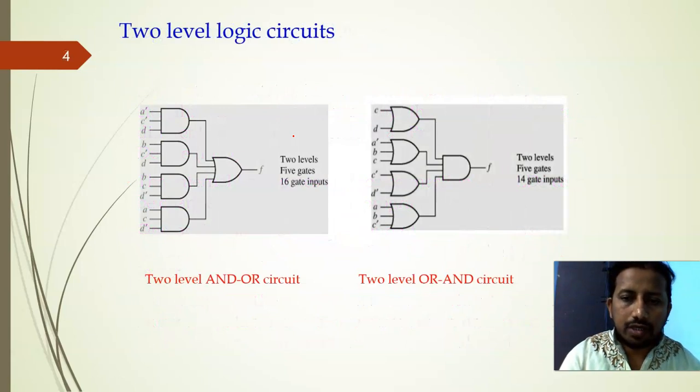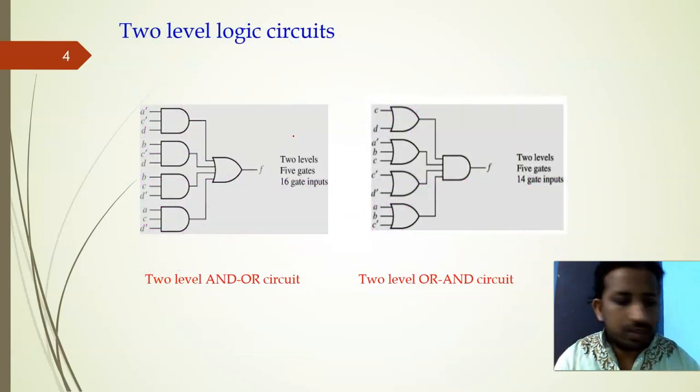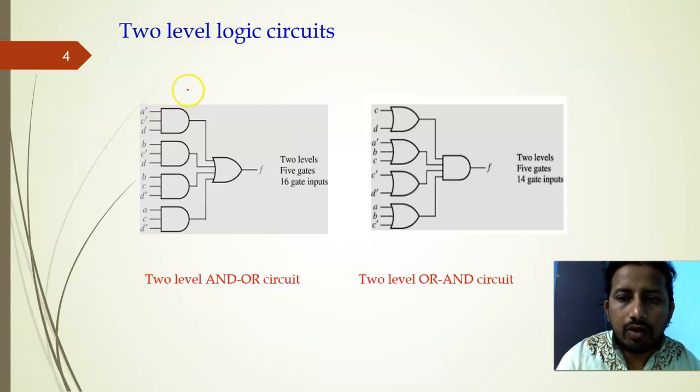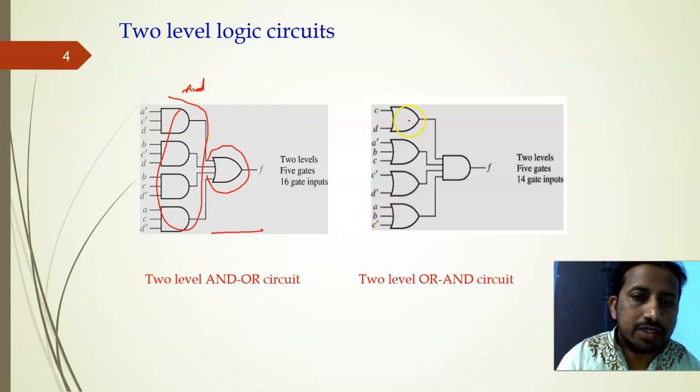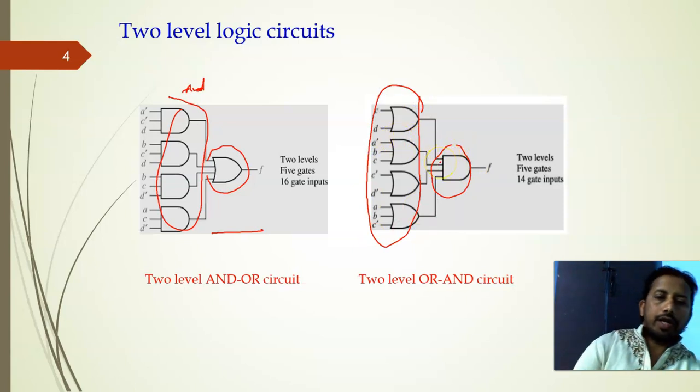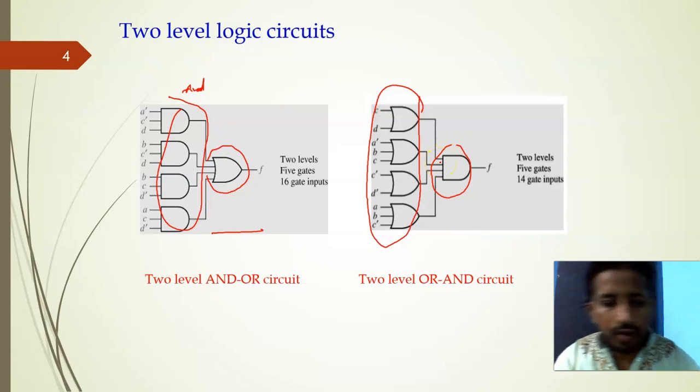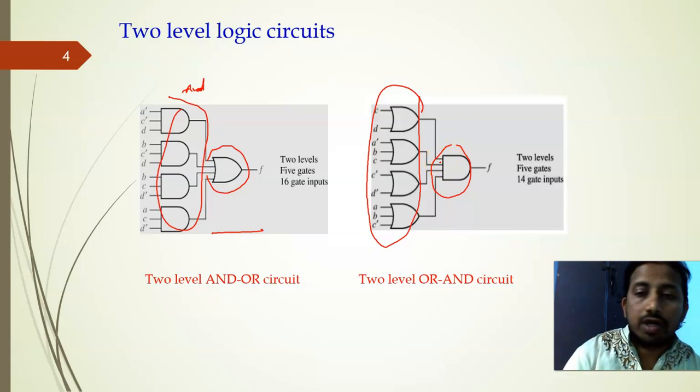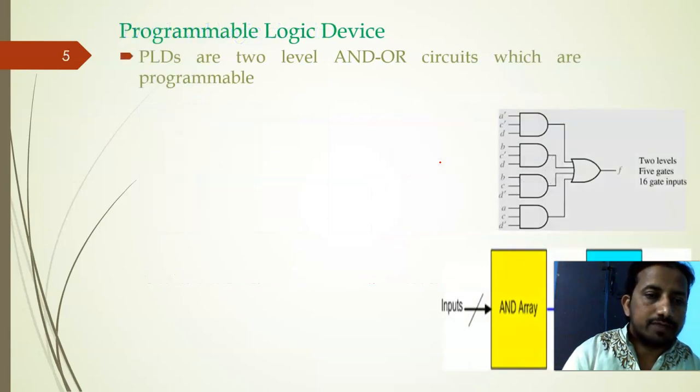So this is one of the circuits. The first circuit is nothing but the AND-OR circuit. Here, this is an array of AND gates followed by an array of OR gates. So this is the AND-OR circuit. Similarly, this is the OR-AND circuit, an OR array following the AND array. Usually we get the AND-OR circuit for the SOP form, sum of products form, and the OR-AND circuit for the POS form, product of sums.